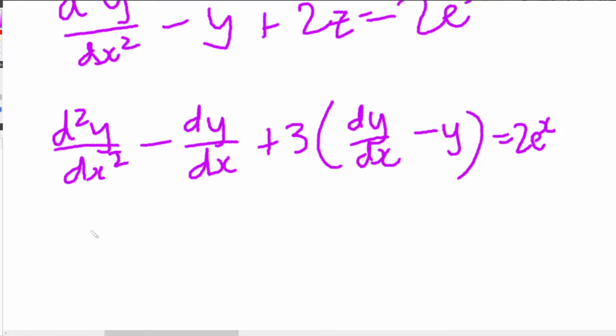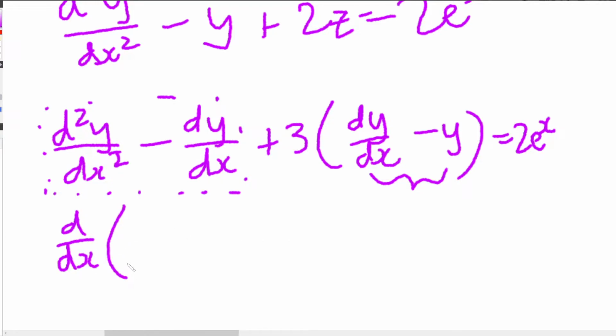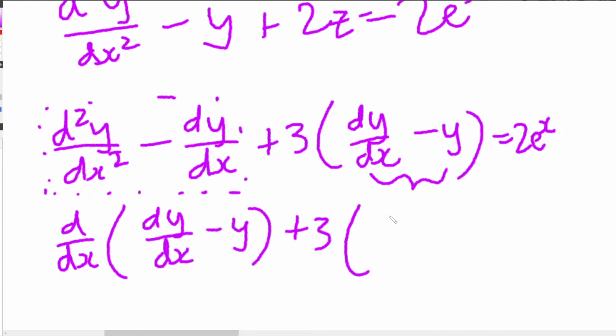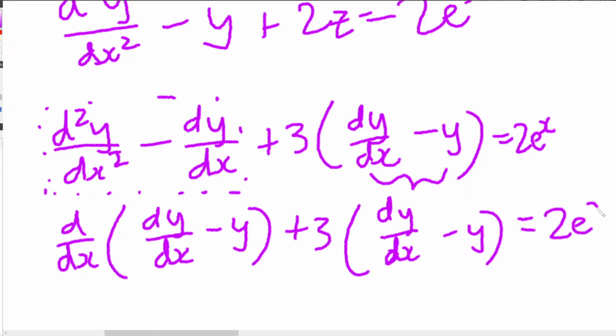And this term can have a sort of dy over dx minus y, quote-unquote, factorized out of it if we acknowledge that this term is this differentiated with respect to x once. So it's like d by dx of dy over dx minus y, plus 3 times dy over dx minus y, equals 2e to the x. And I just think that's something really neat. Like, that idea of being able to manipulate a differential equation like that is just really nice.